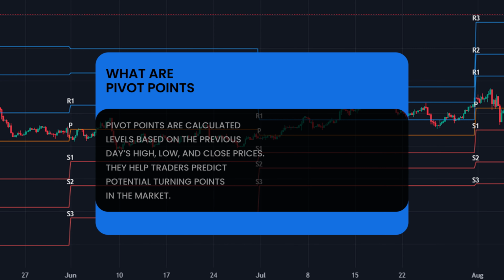What are pivot points? Pivot points are calculated levels based on the previous day's high, low, and close prices. They help traders predict potential turning points in the market.